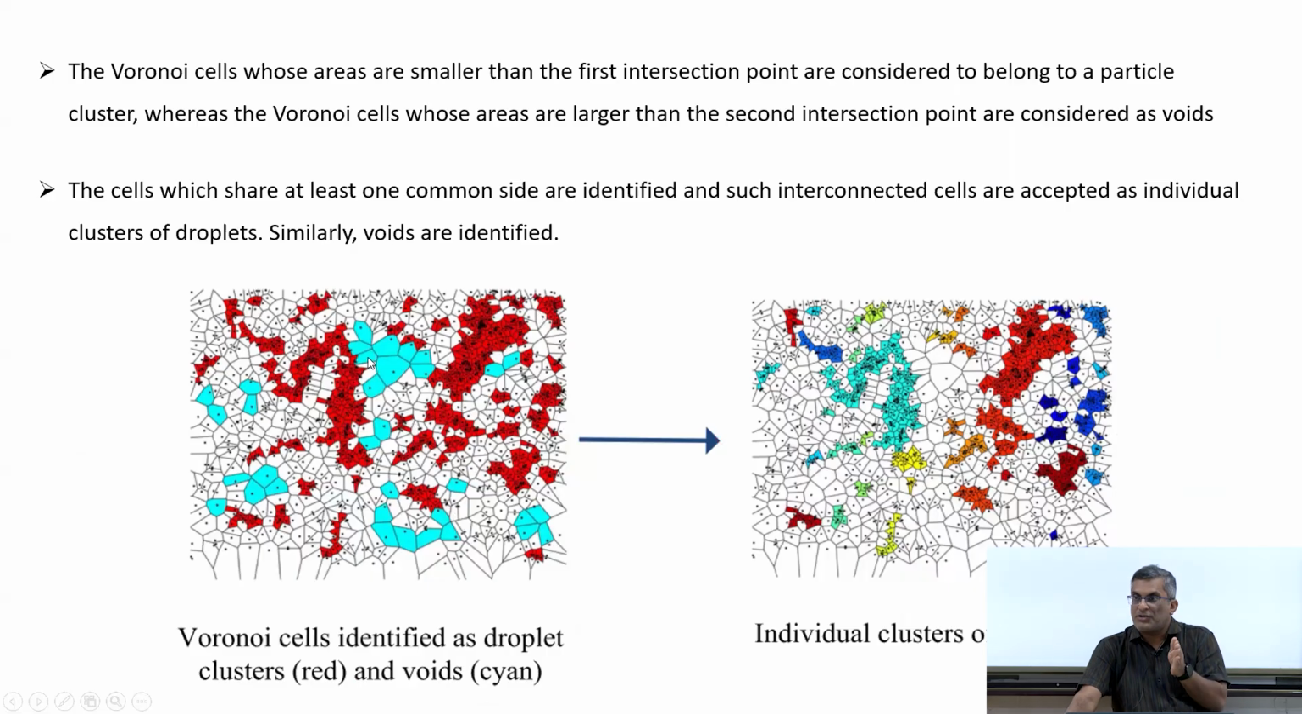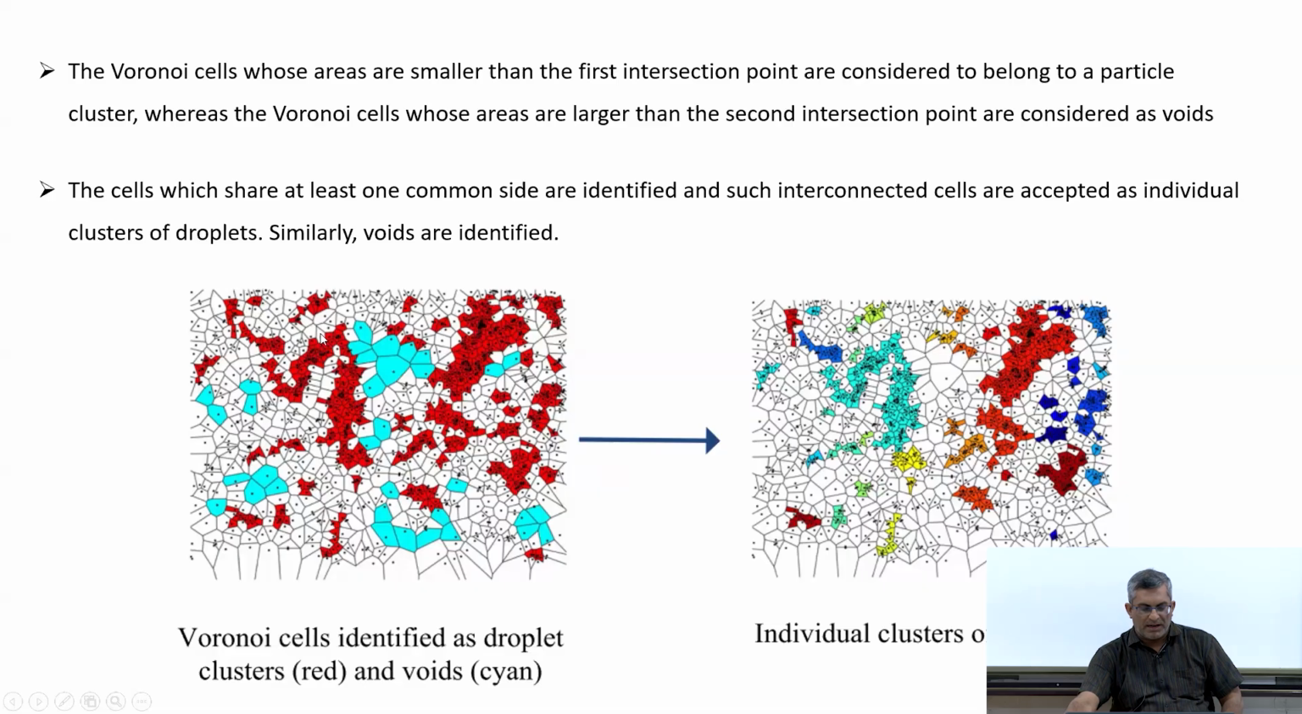But the process does not stop here. Once you do this, you have to identify the individual clusters. You have identified whether each cell belongs to a cluster or not, but now you need to group them. You need to group those cells which share a common edge. If you do that, you can get individual clusters as shown here.